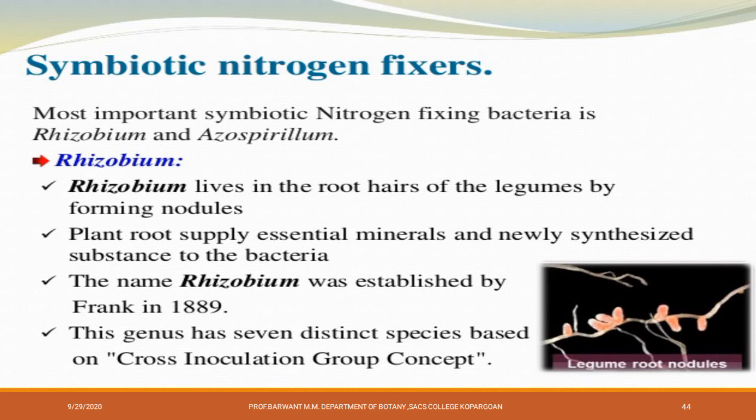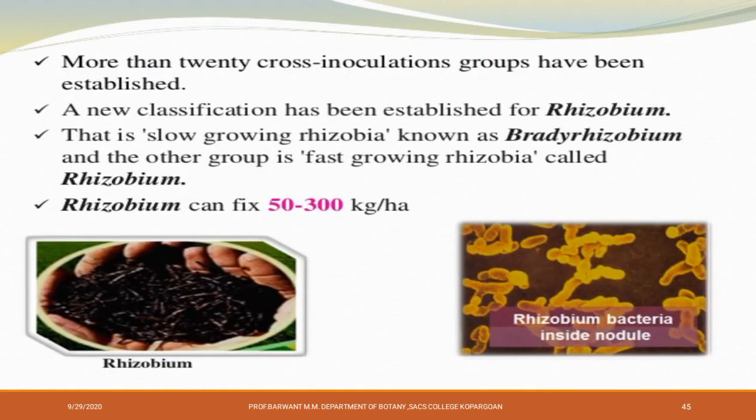The genus Rhizobium was established by Frank in 1889. This genus has 7 distinct species based on the cross-inoculation group concept. More than 20 cross-inoculation groups have been established. A new classification divides rhizobia into the slow-growing Bradyrhizobium and the fast-growing Rhizobium. Rhizobium can fix 50 to 300 kg of nitrogen per hectare.